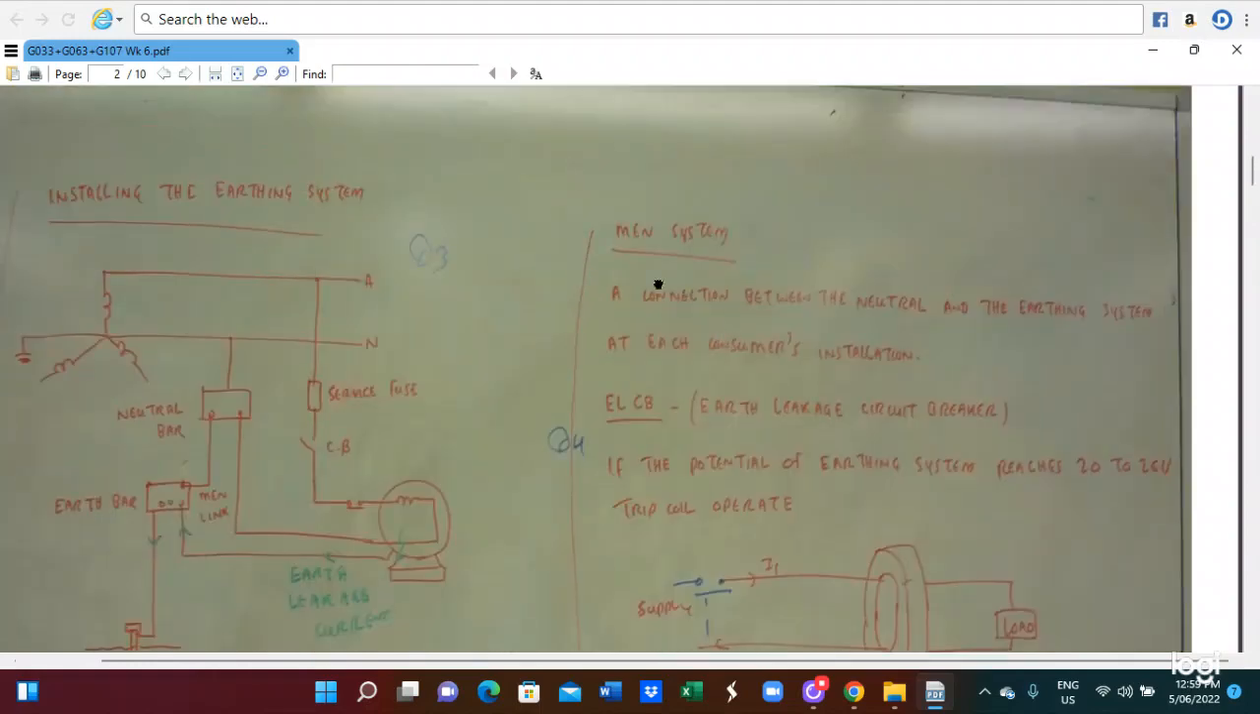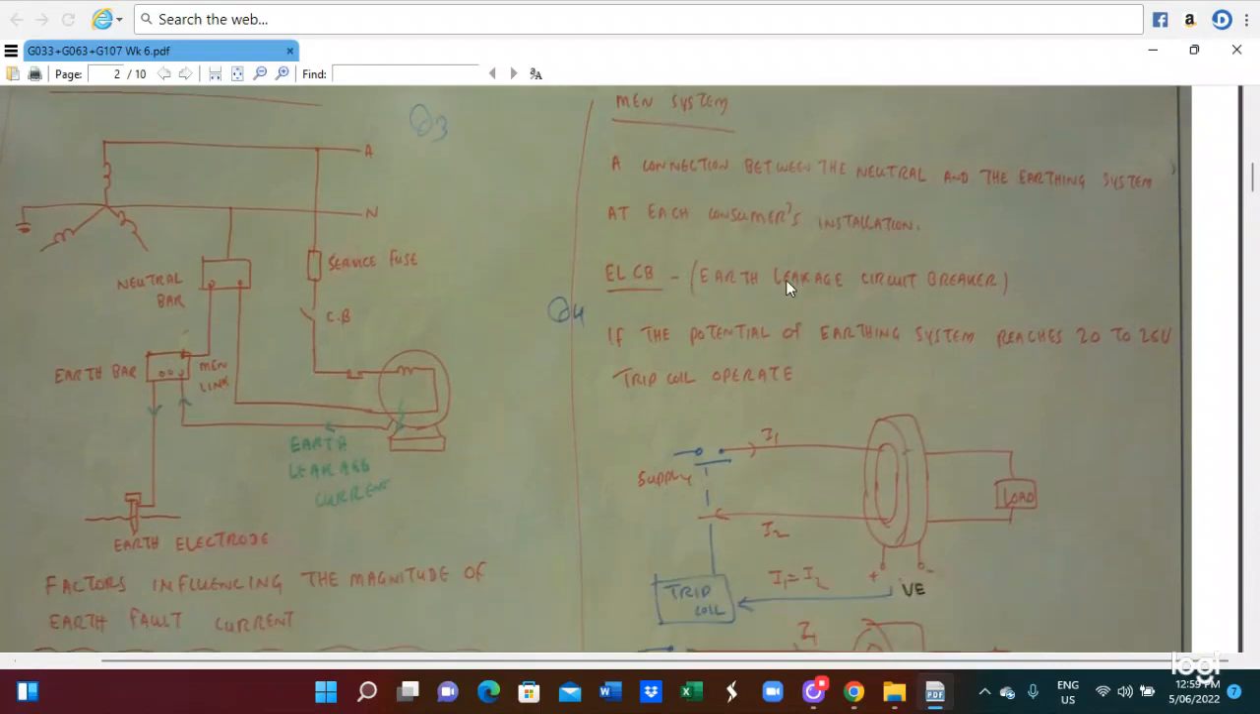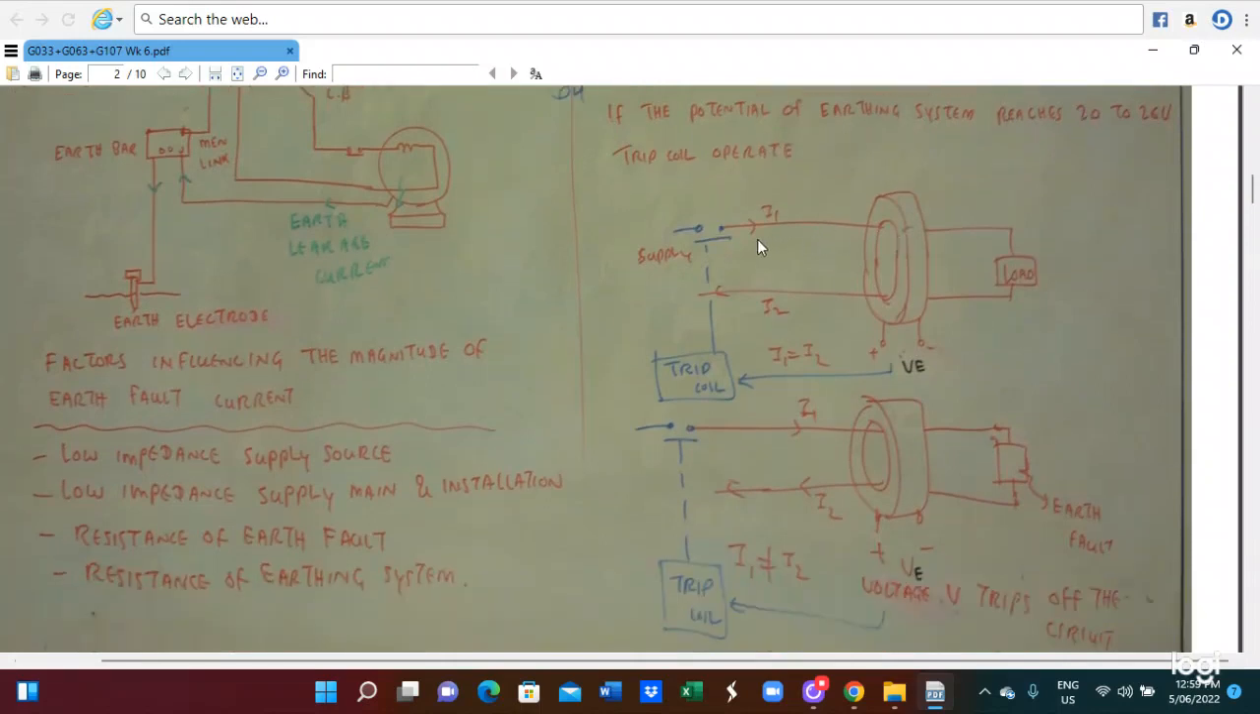Here is an ambient system. A connection between the neutral and the output is an ambient. We use an ELCB, earth leakage circuit protection. If the potential of the earthing system reaches 20 to 25 volts, it will operate. So this is the RCD.